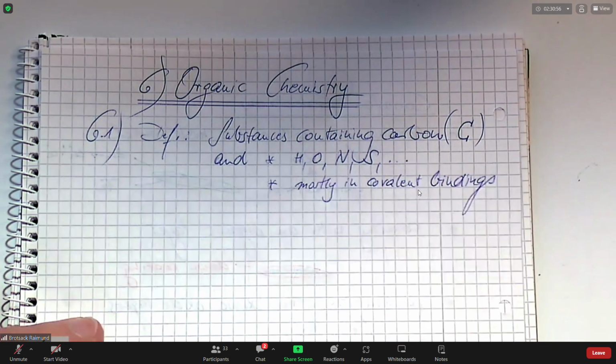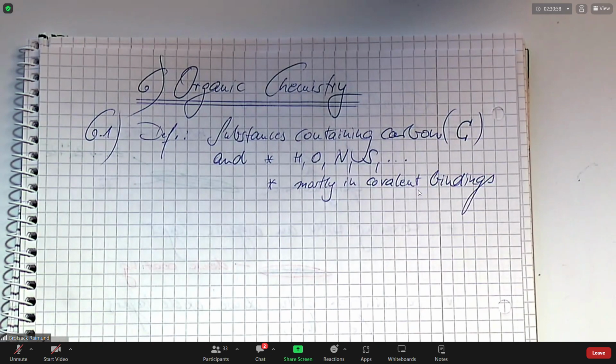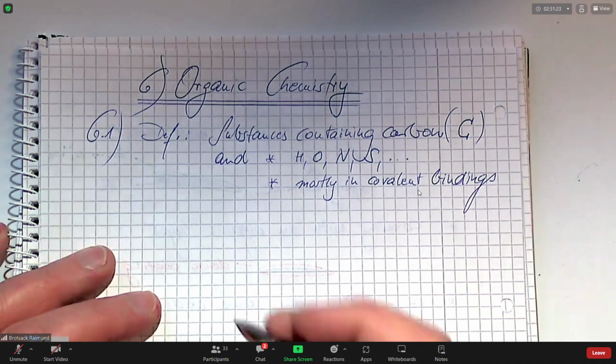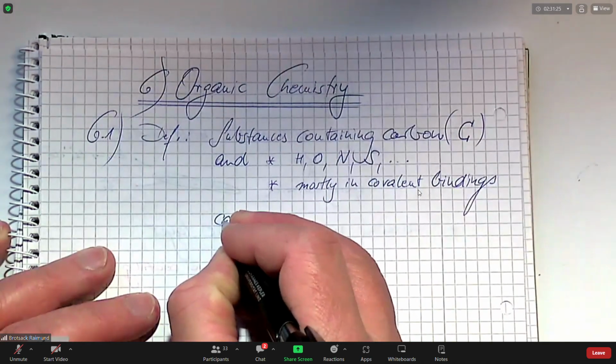Please remember the different types of covalent bindings. We have sp, sp2, sp3. sp3 is a sigma bond. sp and sp2 are pi bonds. Pi bonds are a double or a triple bond. In sp2 we have double bonds. In sp we have triple. Think about it. So organic chemistry is chemistry of carbon.